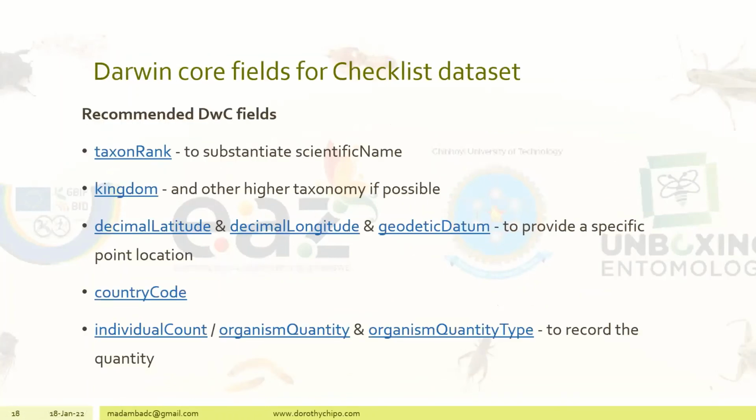The other recommended fields to add to a checklist are the kingdom, or even other higher taxa. We have them. Then also longitude and latitude and the geodetic datum. So location can be included in a checklist data set. And then country code as well. And the individual count, to record the quantity.